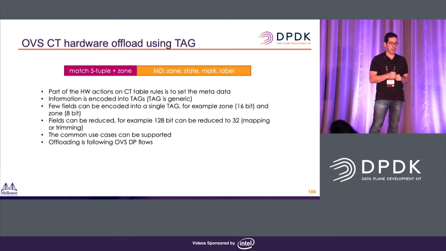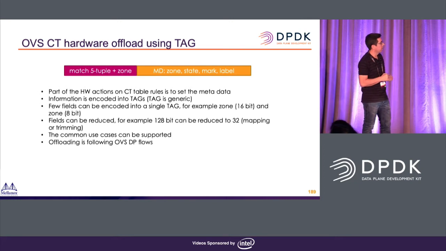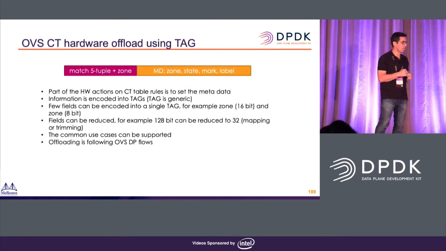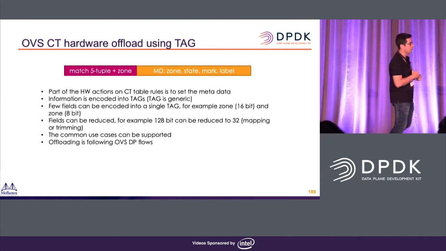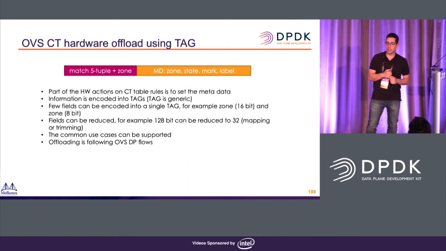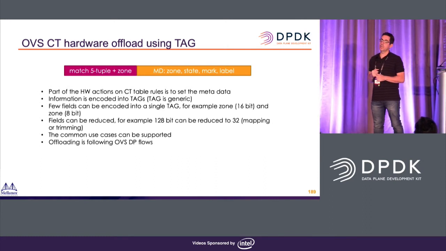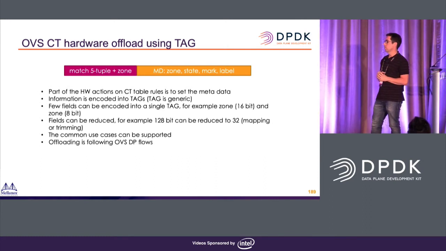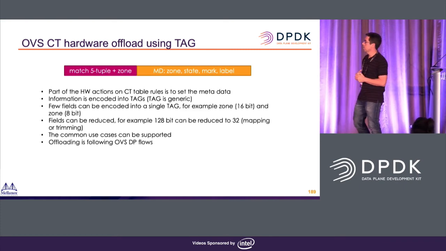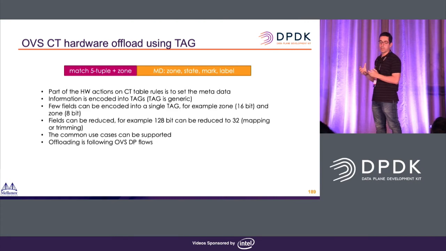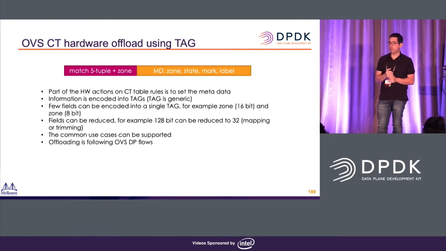The 2 other fields are mark and label. Mark on OVS is 32 bits, which is not a problem, but label is 128 bits. This is a very long number. We'll have to use 4 tags for it, which will waste our resources, and also waste performance, because now you have to compare 4 tags instead of 1. So the suggestion here is to do a reduction.